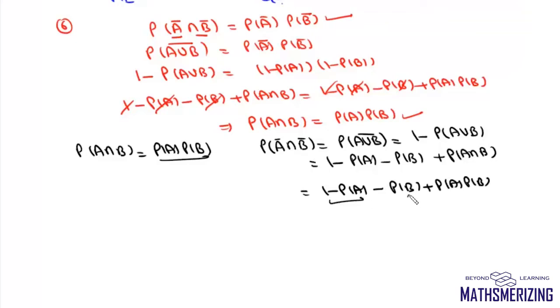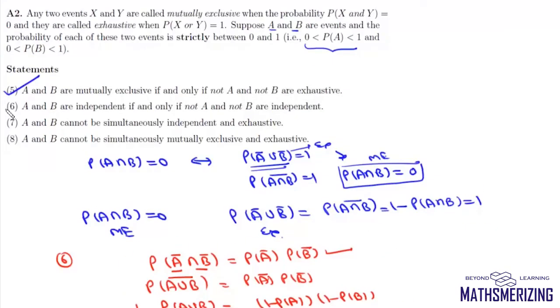Now if we take these together, then we can factorize this as 1 minus PA into 1 minus PB. So it will be this P(A naught) into P(B naught). That means A naught and B naught are independent. So that means this statement 6 is also correct.